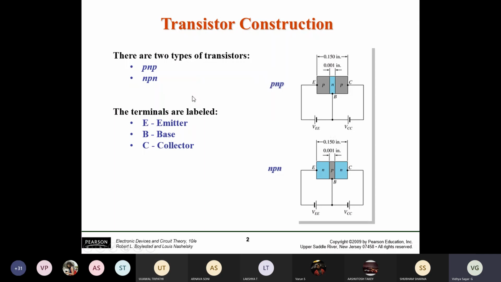So how are you going to classify your transistors with respect to the flow of charge carriers? If the flow of carriers is due to holes, then we call it PNP, and if it is due to electrons, we call it NPN transistor. Fine.